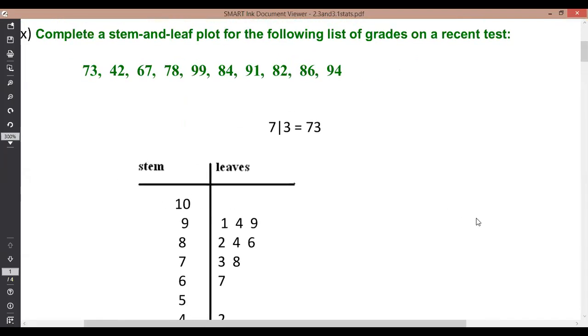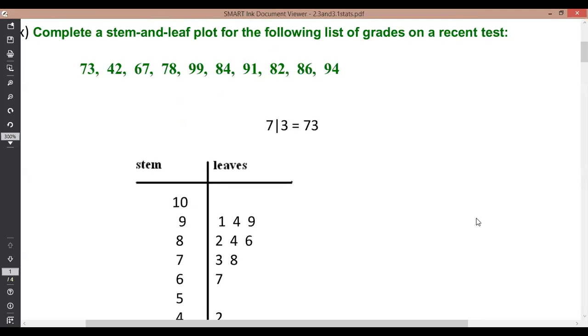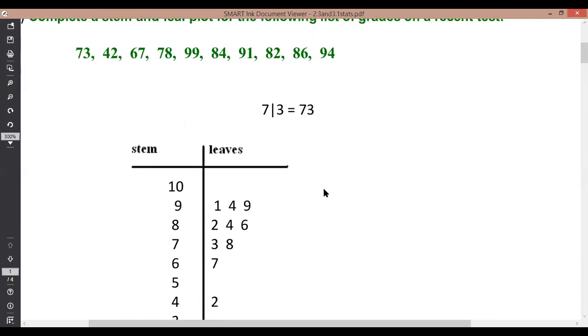Complete a stem and leaf plot for the following list of grades on a recent test. All right. Now notice these grades are not in numerical order, and they don't have to be for a stem and leaf plot. But the idea for a stem and leaf plot, let me just go to the side over here. You make something that looks like this. You got your stem over here. And you got your leaves over here.